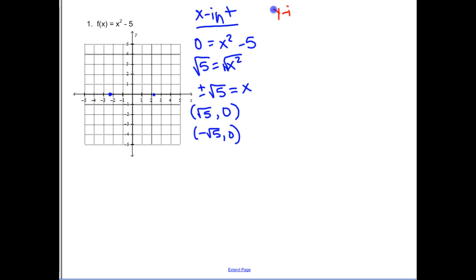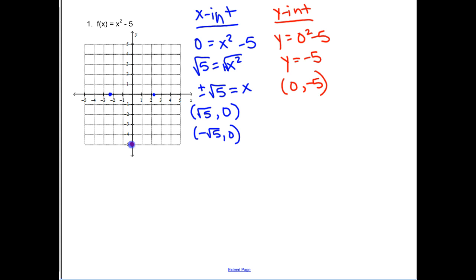Next, we're going to find the y-intercepts. In order to find the y-intercept, you're going to let x equal 0. So the y-intercept is negative 5, and again you write it as an ordered pair and graph it. So there's your y-intercept.